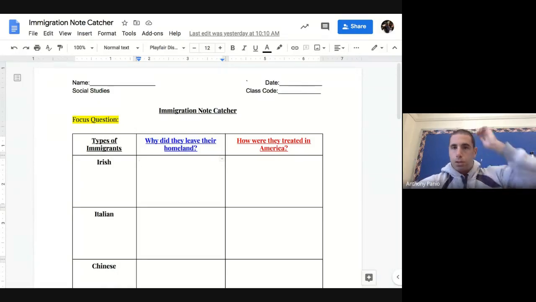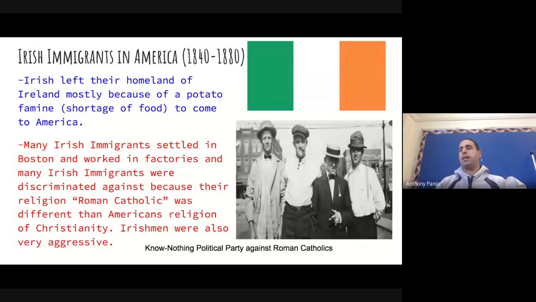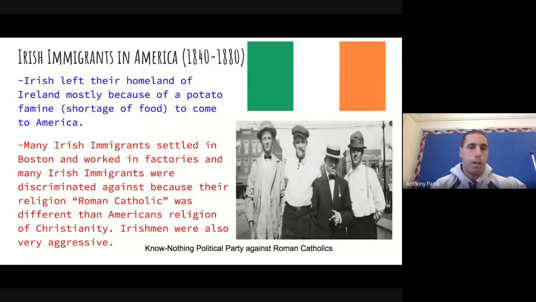Going back to the notes, please copy down the blue into the left box and the red into the right box. And yes, when I check this, I will make sure that it's done correctly, because I took my time to make sure it's nice and easy for you.